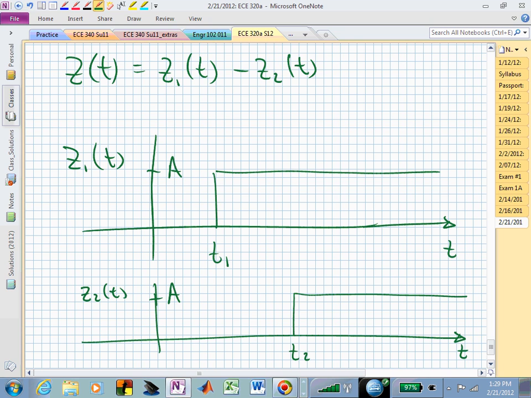Now all I have to do, because of the linearity property of Laplace transforms, is use the unit step Laplace transform. Did we derive that last time? I think we did, didn't we?